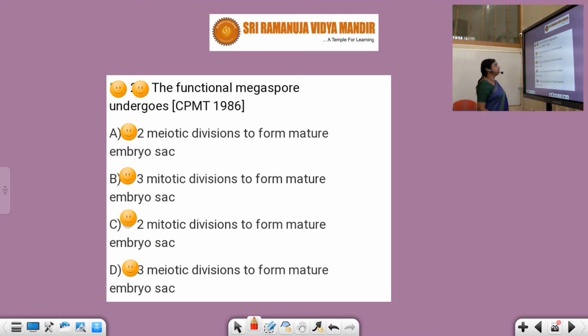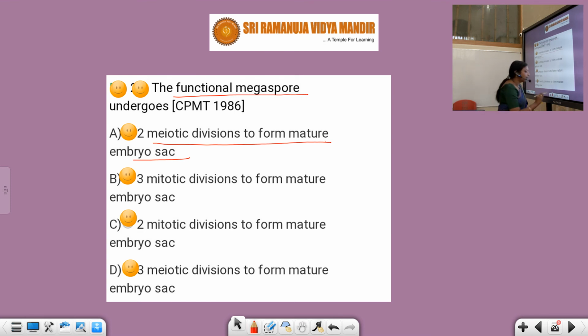Now next, the functional megaspore undergoes how many divisions to form a mature embryo sac? Is it 2 meiotic divisions, 2 mitotic divisions, or 3 mitotic divisions? First of all, in the megaspore, meiotic division is not taking place. It is mitotic division that takes place.